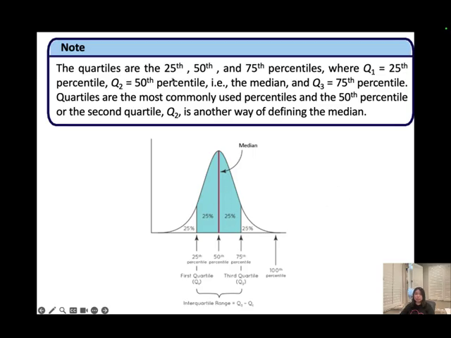And then quartiles are the 25th, 50th, and 75th percentiles. So Q1 is equal to the 25th percentile, Q2 is equal to the 50th percentile, and Q3 will be equal to the 75th percentile.